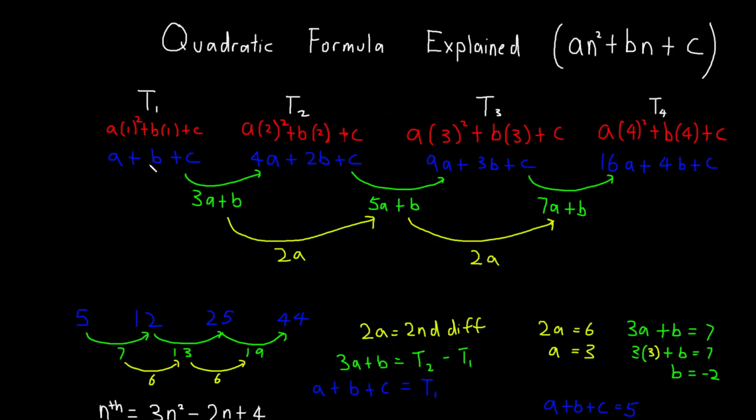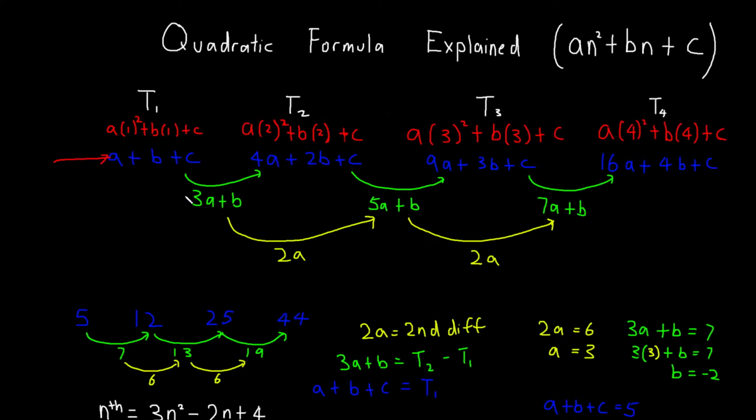Okay, then we simplify it over here. A 1 squared, which is a, plus b plus c. A 2 squared, which is equals to 4a plus 2b plus c. Third term is 9a plus 3b plus c, and 16a plus 4b plus c. This is actually our quadratic sequence. Am I right? For our quadratic sequence, we know that there is supposed to be 2 layers of difference. So for your first layer, you're going to use term 2 minus term 1.